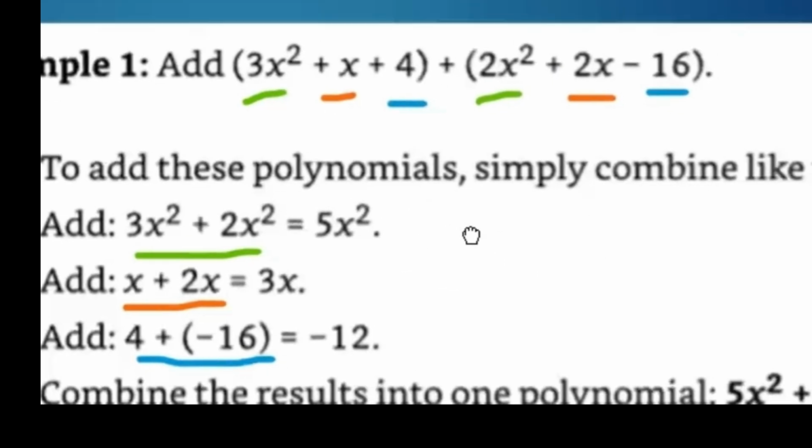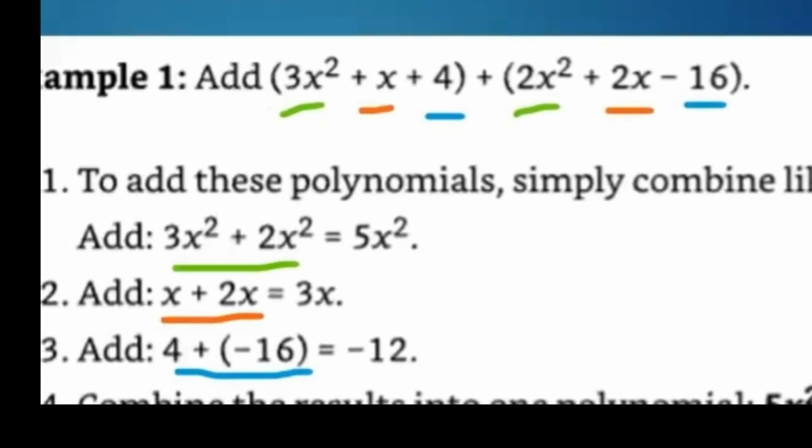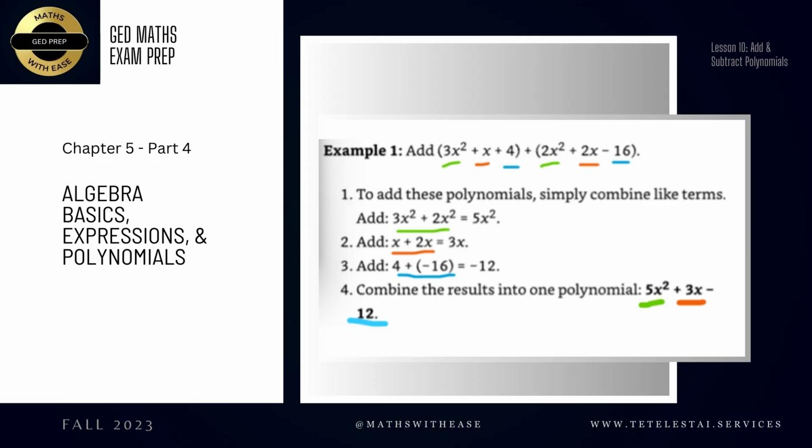So to add these polynomials, let me zoom out. I think it might be easier to read the slide in its entirety. To add these polynomials, you simply combine the terms that are similar. We start with the greatest power, which happens to be 3x squared plus 2x squared. We also discussed in the last class that the term with the greatest power is the one that has the variable raised to the largest exponent.